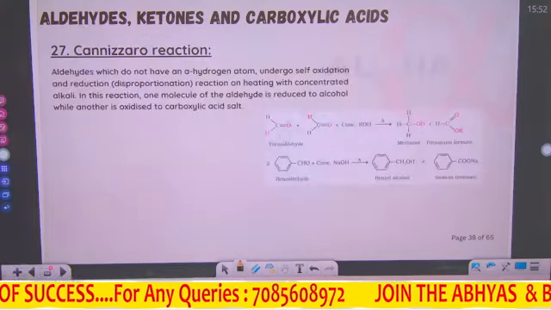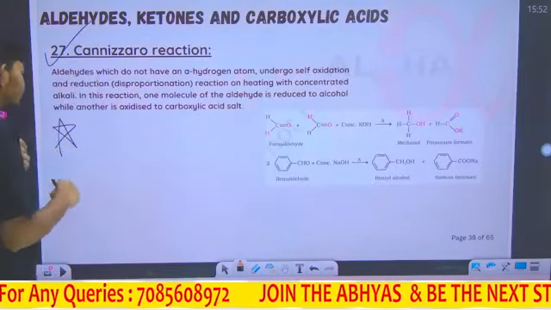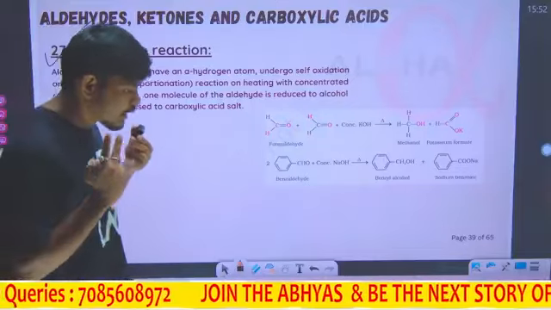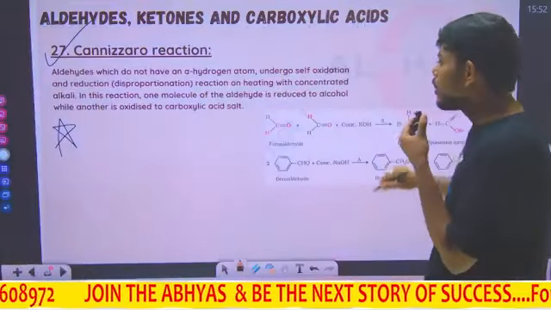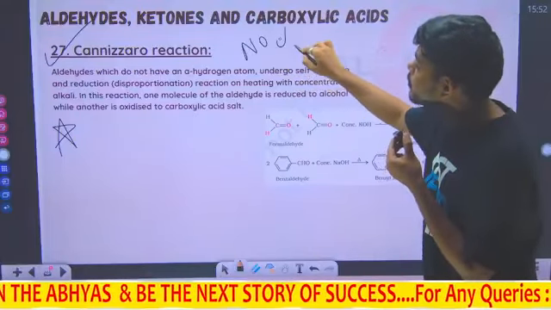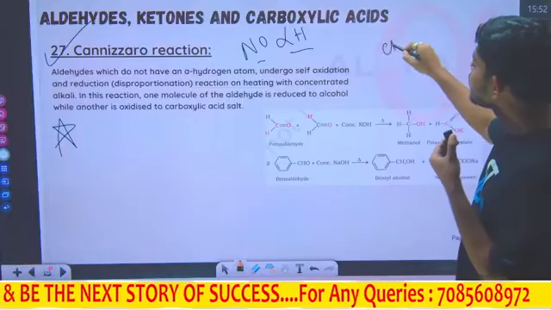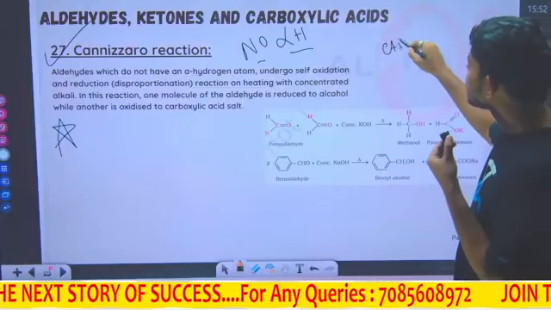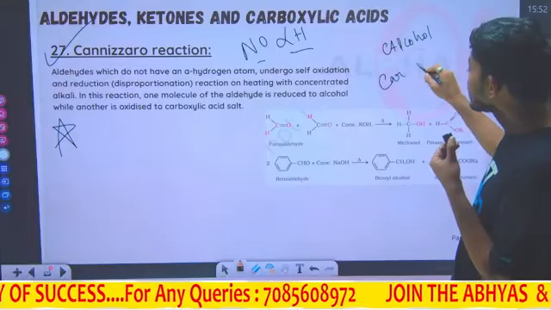Complete. Moving on. We have the Cannizzaro reaction. Again, one very important reaction. In the Cannizzaro reaction, you just need to know two things. One is that the compound, of course, has no alpha hydrogen. The other is that one product will be your alcohol and another will be a carboxylate ion salt.